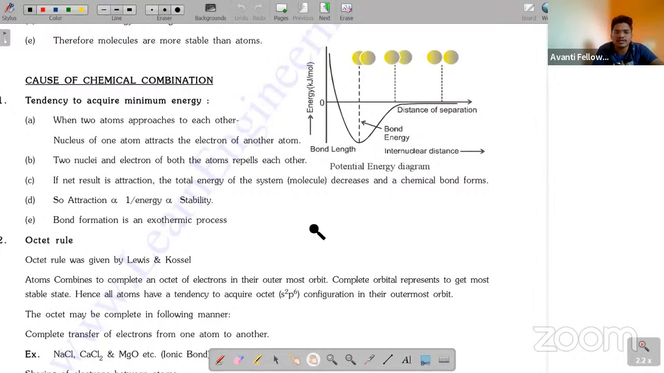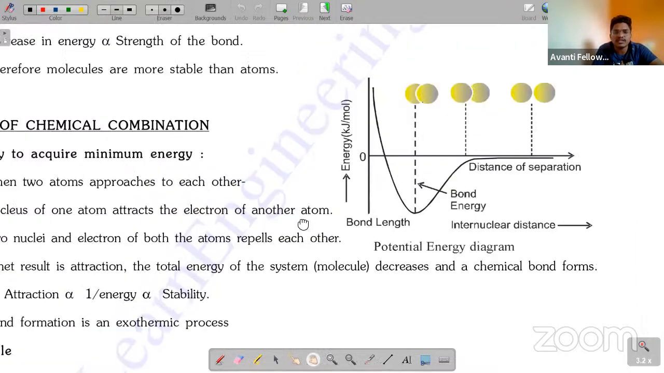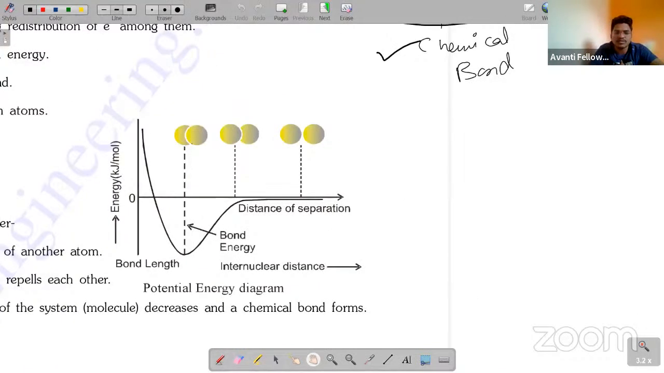So let me tell you guys, if you see this particular graph, which is most important for your examination. When two atoms are very far from each other, let's suppose this is atom A and atom B. So atom A is here and atom B is here.